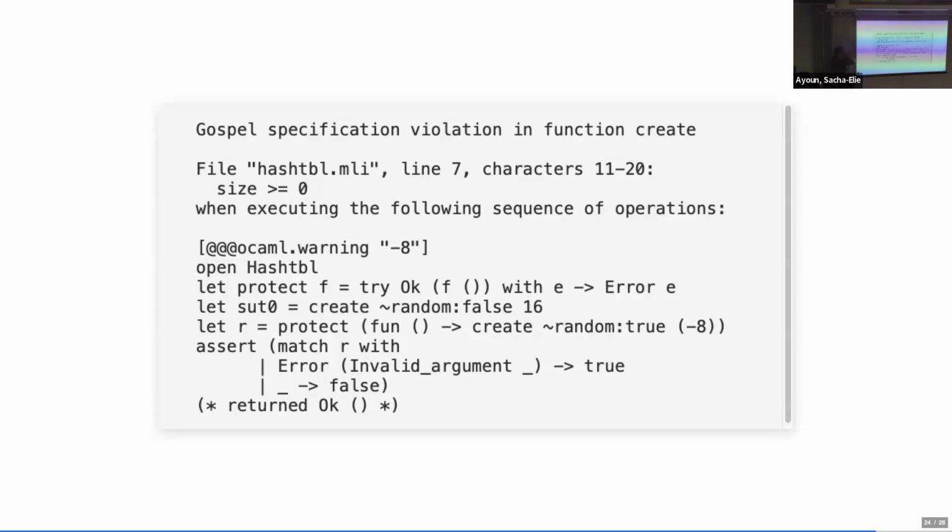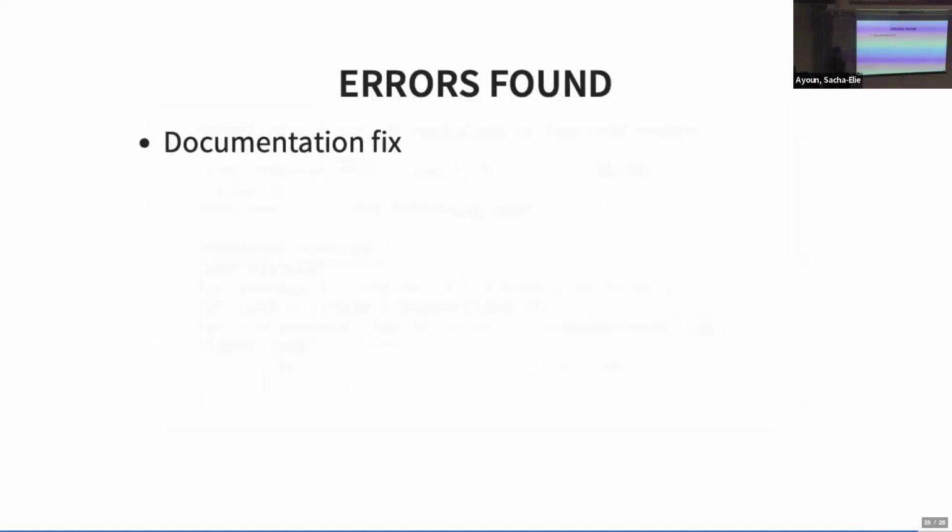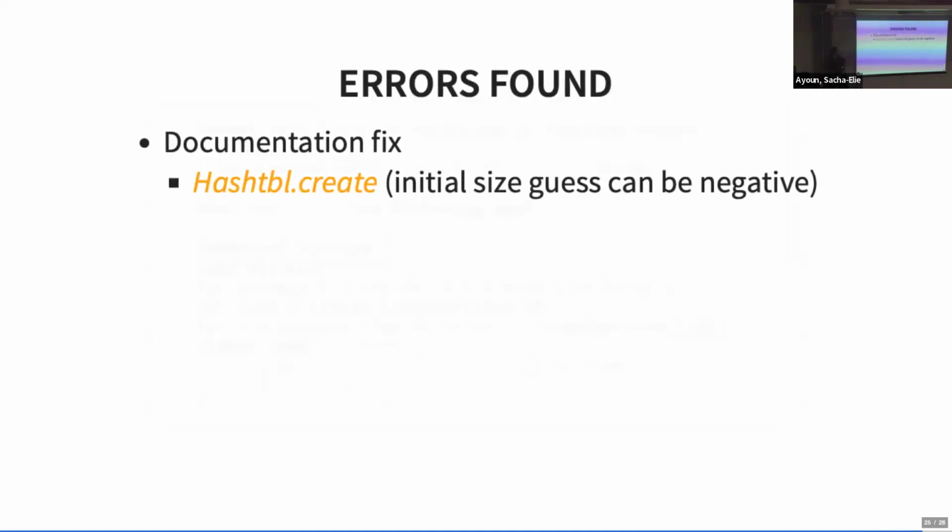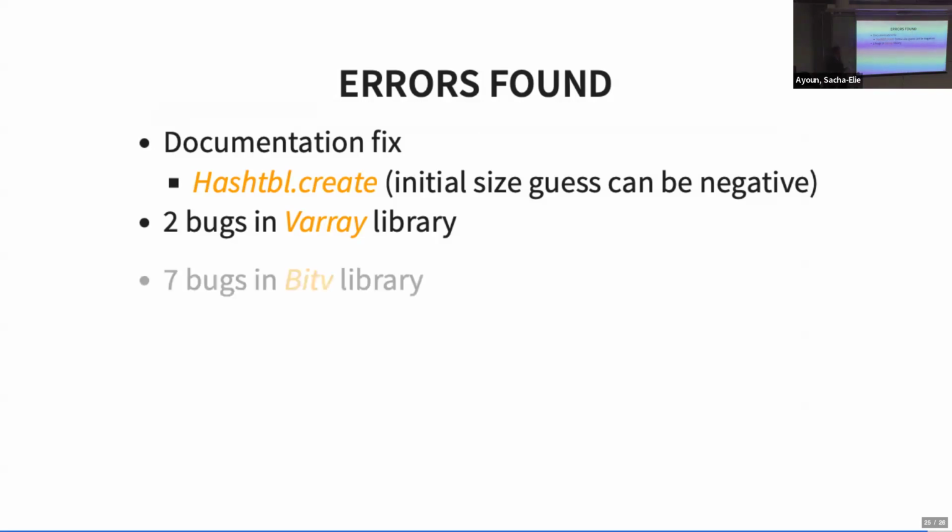But I was not imagining that we would find anything in the standard library that was actually worth bringing up at all. So that was pretty cool. We did find a couple of other things as well. We had this documentation fix in the hash table create function. Then we had 2 bugs in a library for variable sized arrays, out of which I think one of them is still not fixed. So we found the bug, but I think we're still not entirely sure why it's happening.